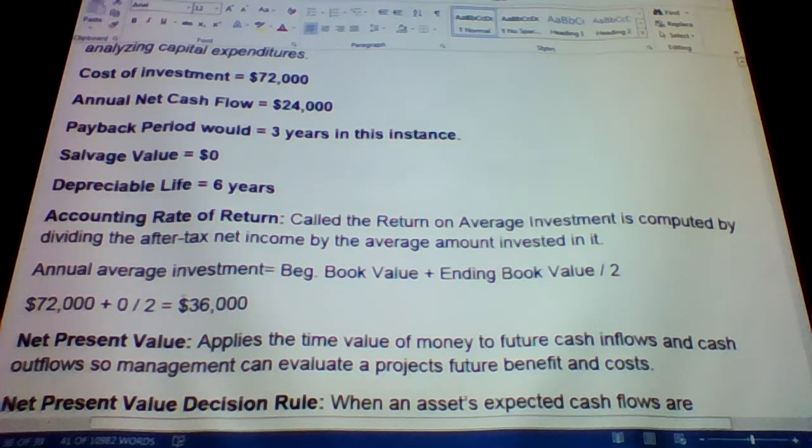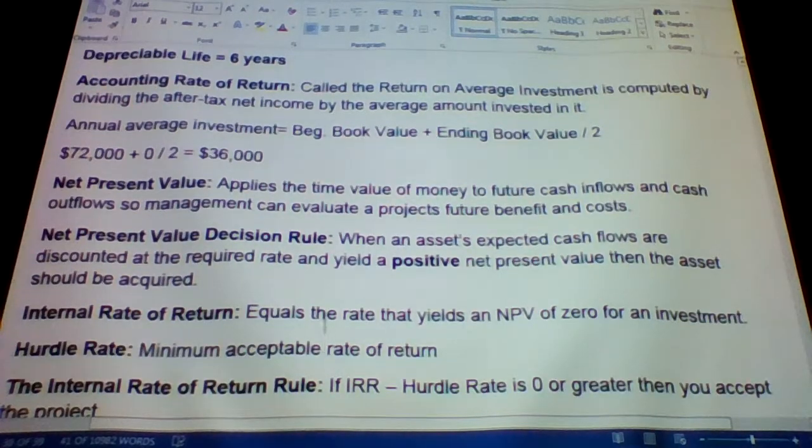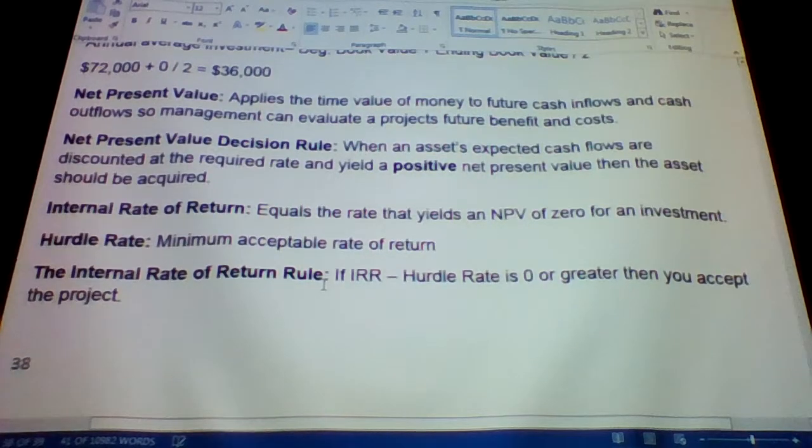On this one, we did that, and it came out to, because remember we said it has no salvage value, 72,000 plus 0 divided by 2 gives you 36,000. And that would be your average investment for the accounting rate of return.